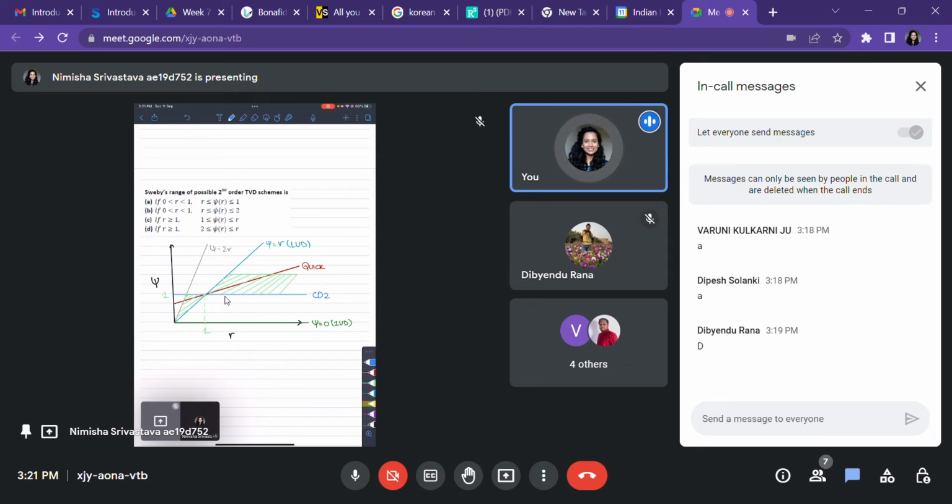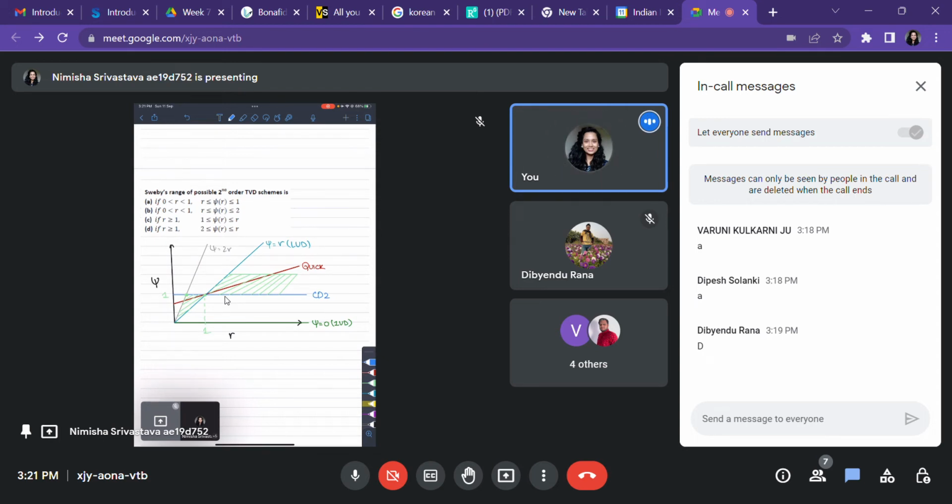Okay, so next, again this is something that was already mentioned in the lectures, where we are talking about Sweby's range of possible second order TVD schemes. For these second order TVD schemes to work, there has to be a particular relationship between the flux limiter function and the ratio of the upwind versus the downwind gradients. Over here I have a similar diagram to what you might have seen in your lectures. The green region that I have marked represents the regions in which second order TVD schemes are possible.